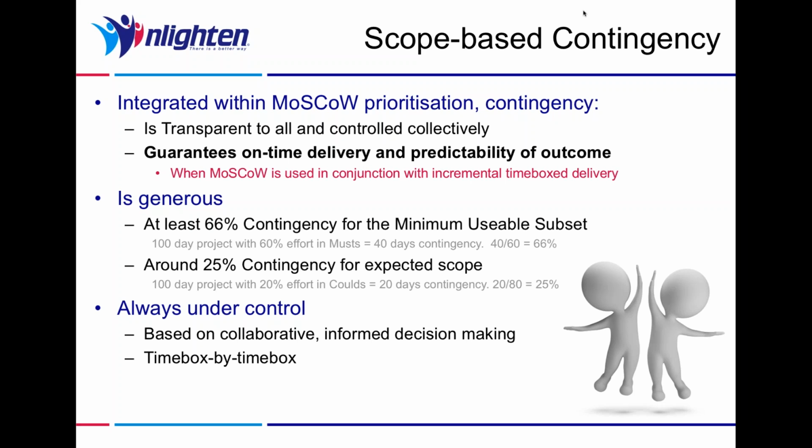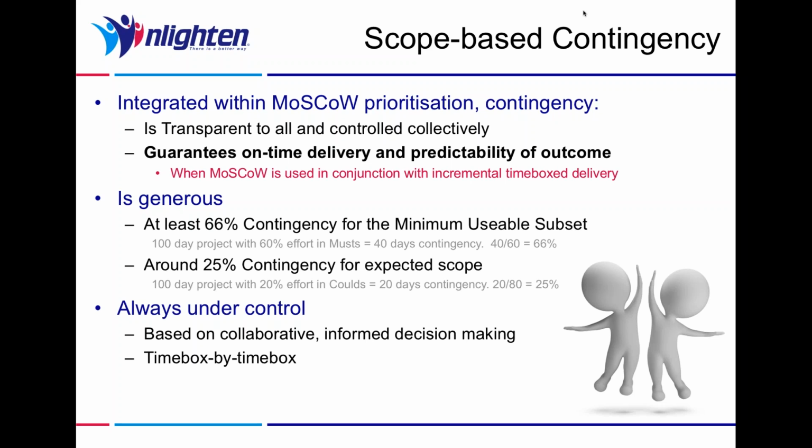So 60 days out of our 100 days is must-have requirements. That leaves us with 40 days of contingency. If you do the maths, 40 is 2/3 of 60. Yeah? So what that means is we have 2/3 contingency, or 66% contingency, against the delivery of the must-haves. And that is the basis for our guarantee.